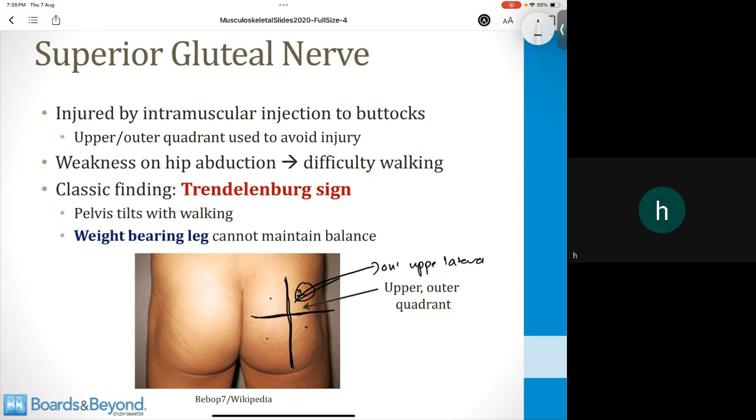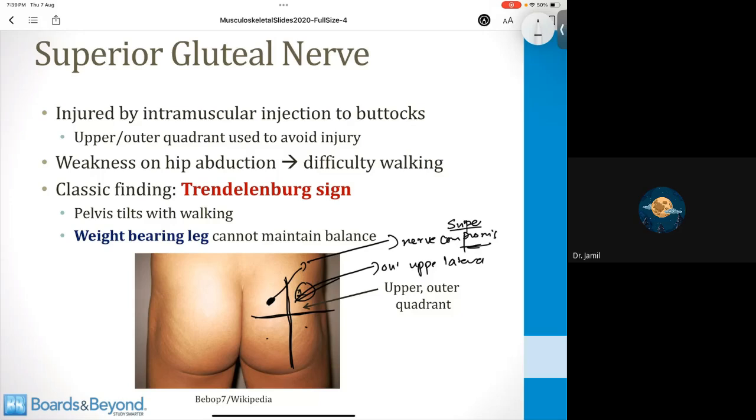But by any chance, if an inexperienced physician or nurse gives this injection into the upper medial quadrant, which nerve is going to be compromised? The superior gluteal nerve. And that superior gluteal nerve was supplying which muscles, as we discussed? Gluteus medius and minimus, and tensor fasciae latae.